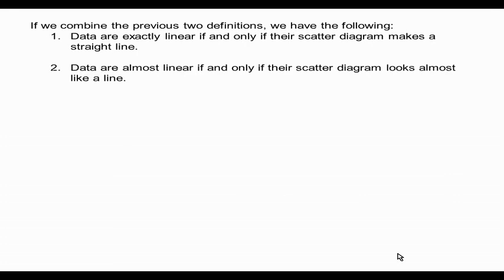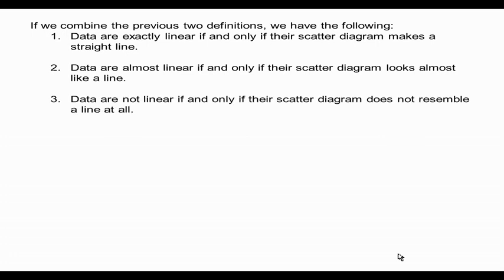Number 2, data are almost linear if and only if their scatter diagram looks almost like a line. So again, when you put your ruler up there, you see that maybe it passes through some of them, but not all of them. And number 3, data are not linear if and only if their scatter diagram does not resemble a line at all. Again, maybe they're just all over the place on the xy plane, or else maybe they're making some sort of a curve.